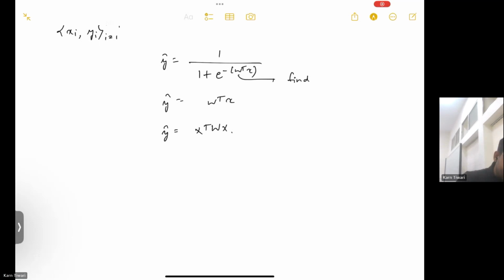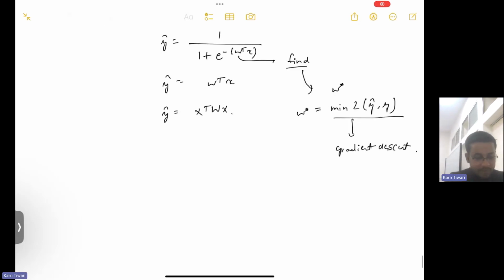We need to find this parameter w, the optimal one, and that optimal parameter w star is found by minimizing the loss between y cap and y. And to minimize this function, we use gradient descent.